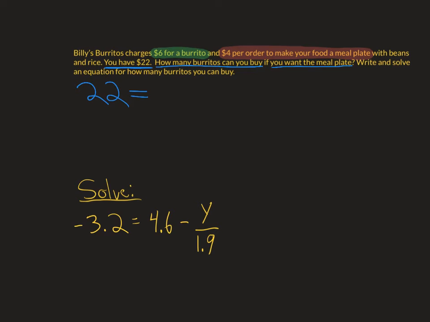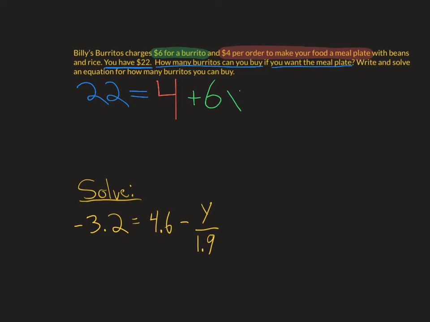So we've got our $4 per order. So we're just going to put 4 here. And then we've got $6 per burrito. So I'm adding $6 a burrito. Now, if I just left it like this, 6 plus 4, that would be 1 burrito for 6, one $4 order, $10. And that's what it would cost for 1 burrito as a meal plate. But we have 22. So we want to know how many more burritos we get.